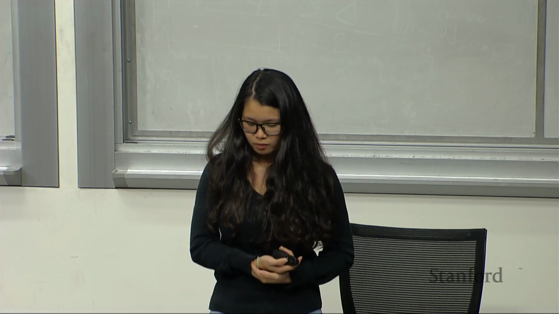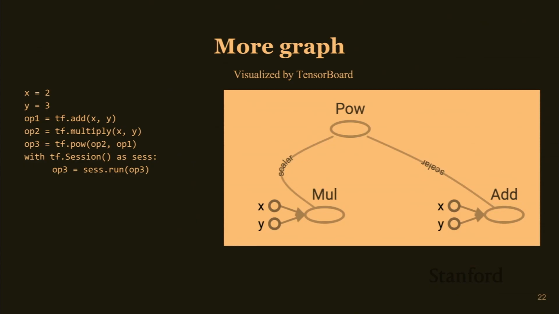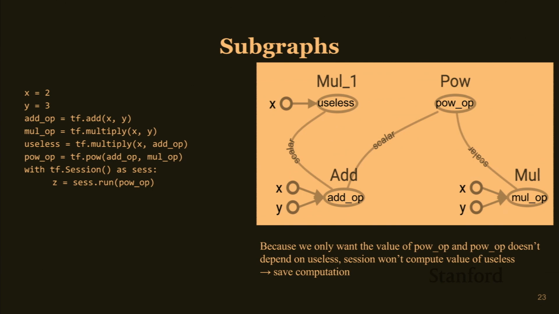Yep. So again, more graphs. You can see a slightly more complicated graph like this, with multiply, add, and power. I named this one useless because I only execute the power op, and the value of the power op doesn't depend on the value of useless. So TensorFlow never calculates the value of useless. When you execute the power op, it only looks at the computation that it depends on, so it can save a lot of computational power when you run the program.